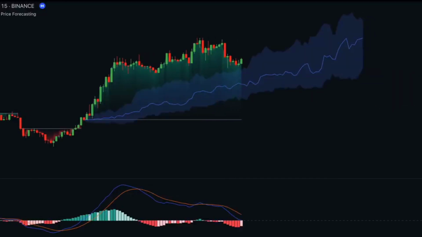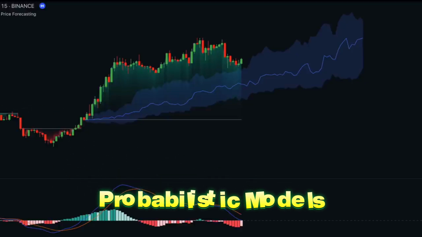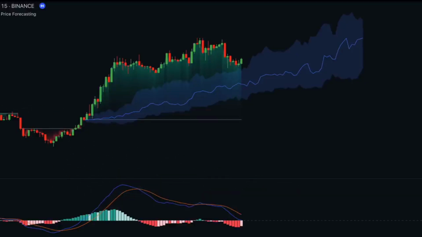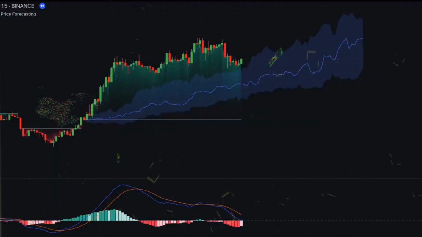The forecasts generated by this tool are based on historical data and probabilistic models, which means they are not guarantee of future price movements, but rather sophisticated estimates that can enhance decision-making processes in trading.